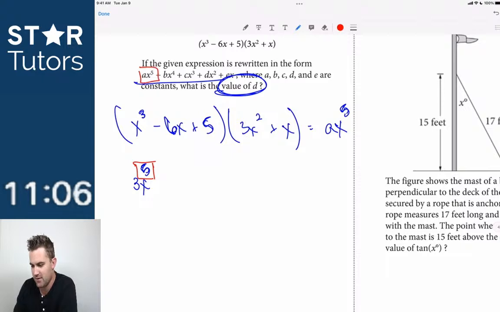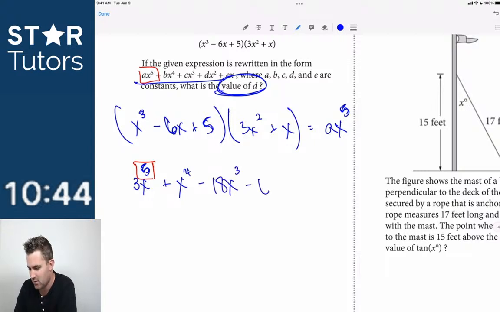So we would know that if they asked for a, thumbs up, guys, if this makes sense. If we asked for a, we would know that it would be 3. But we're not asking for a. Be careful, we're asking for d. So we get 3x squared, and then plus x to the fourth. Write it all out. No reason to miss this question just because you're rushing. Minus 18x to the third, minus 6x squared.